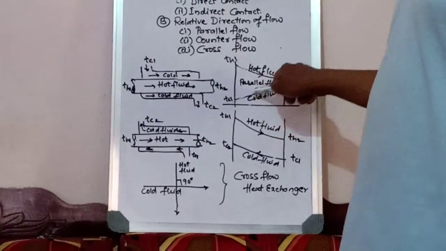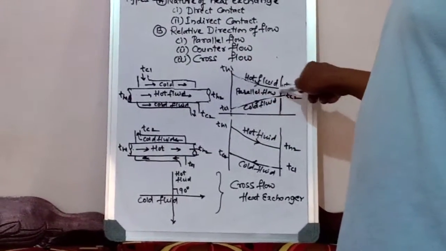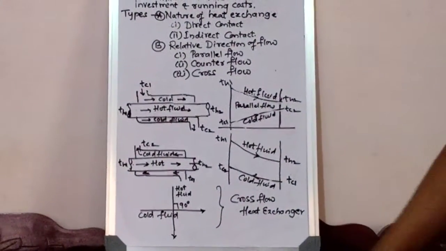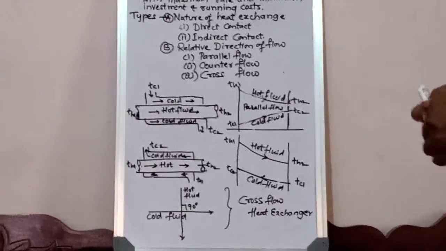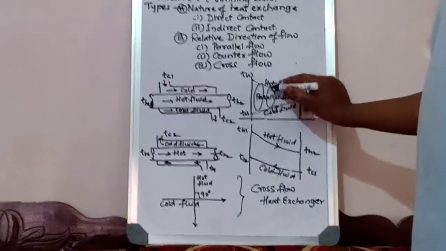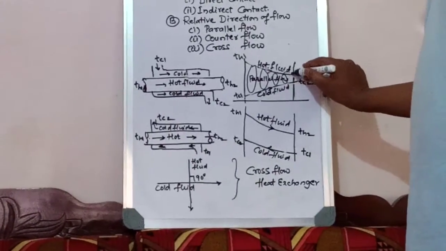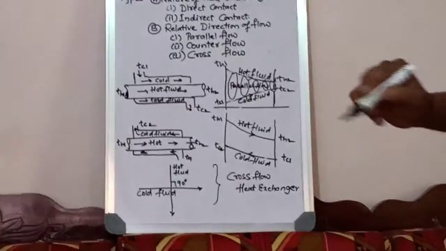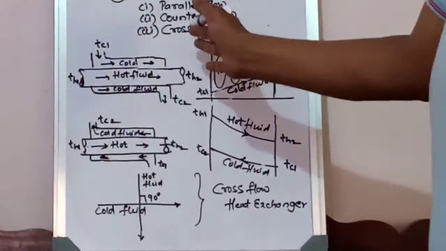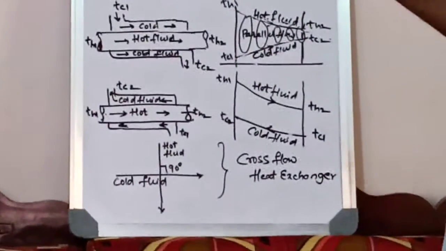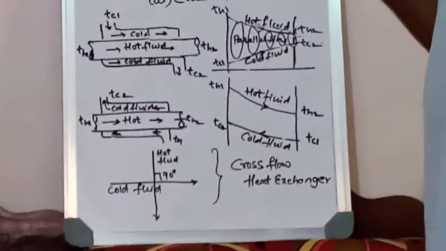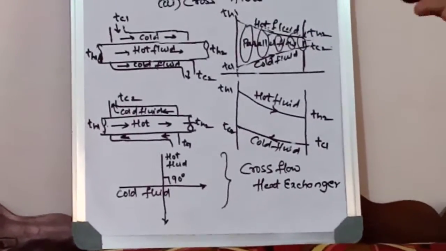So temperature of the cold fluid is rising, temperature of the hot fluid is decreasing, and both are flowing in the same direction. That is called a parallel flow heat exchanger. You can see the temperature difference is initially higher, and when it comes to the right direction, the temperature difference goes on decreasing. Ideally they should be equal, but that equal will not be there. That is called a parallel flow heat exchanger, where the cold fluid and hot fluid are flowing in the same direction.